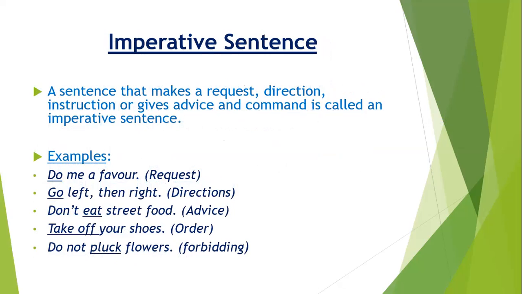Examples of imperative sentences are: "Do me a favor." Here, a request is being made. "Go left, then right." Here, directions are being given. "Don't eat street food." This is an advice. "Take off your shoes." An order is being given. "Do not pluck flowers." Here, the person is being forbidden to pluck flowers. It can also be called an order.